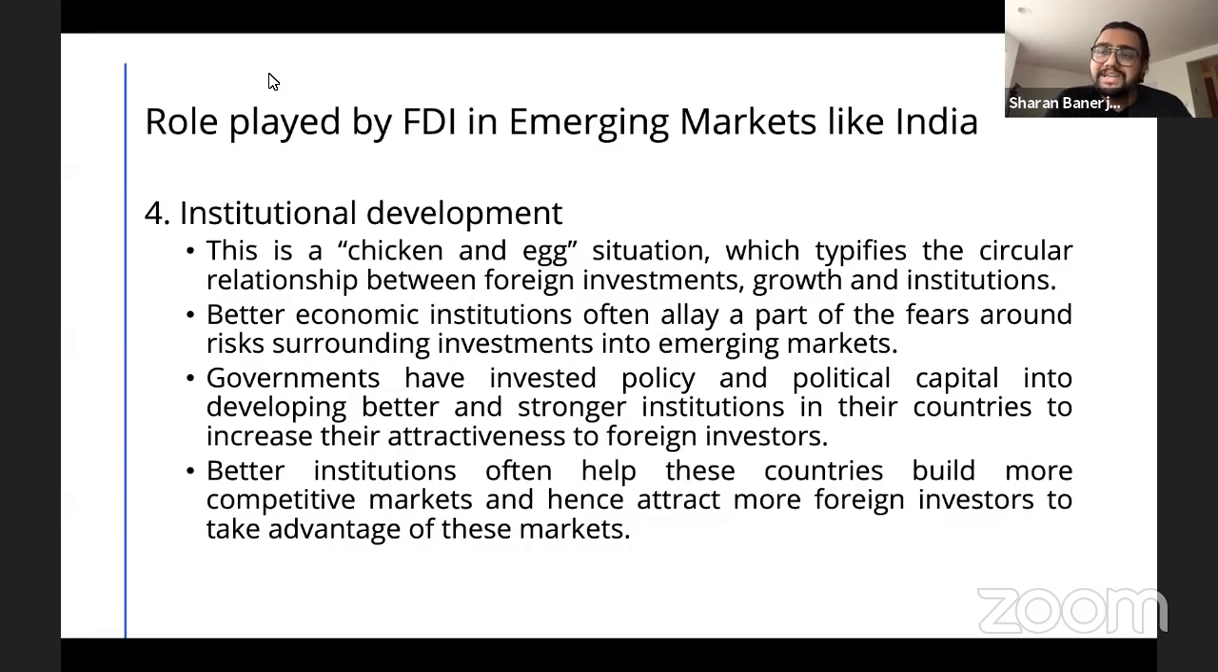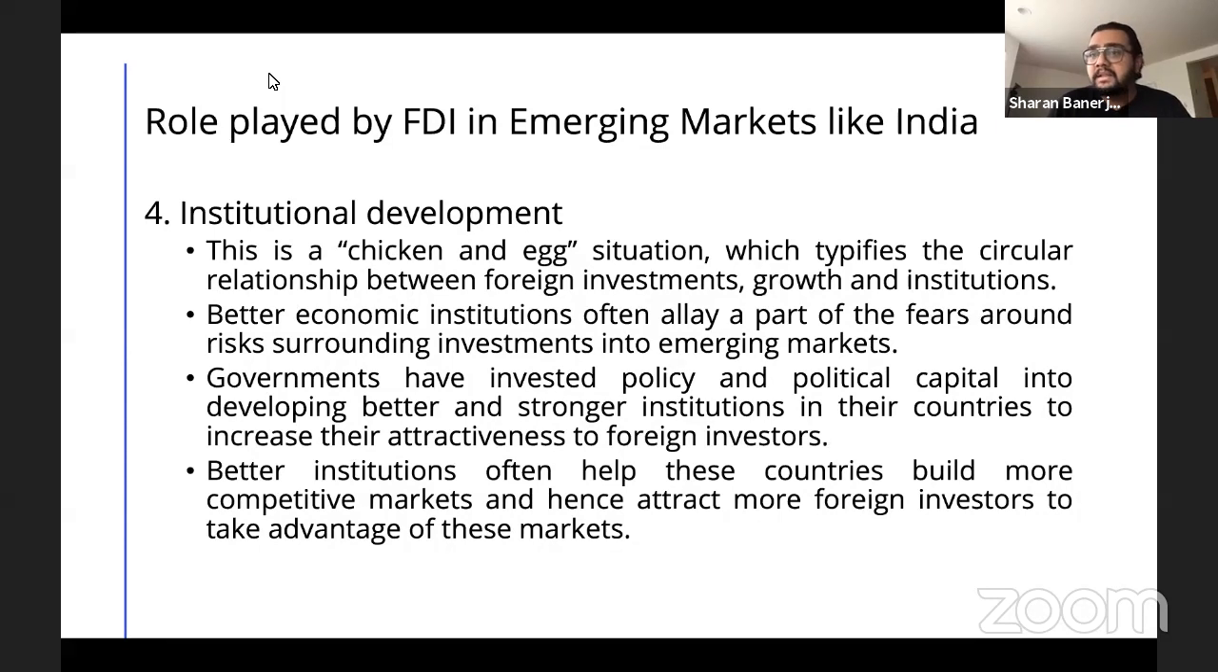We look at institutional development in India, right? And we look at things like ease of doing business, which Rabani is going to talk about, but I am also going to broadly motivate why we look at things like ease of doing business. Institutional development is a very chicken and egg situation. You don't know which comes first, foreign investments or institutional development. A lot of people say foreign investments help institutional development. A lot of people say institutional development is a precursor to foreign investment and accelerated growth in the country.